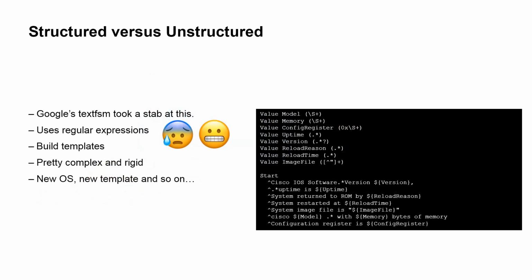Okay, so back in 2008, around that time, Google took a stab at solving these problems. I think at the time they were using a lot of Cisco equipment, and they wanted to try to do some network automation. So what they wrote, and they've now open sourced, it's up on GitHub, is TextFSM. So this is having a go at this, right? What it does is it uses regular expressions to build templates. Over on the right there, you can see an example of one of the templates for Cisco IOS, which will pick out variables such as the version, uptime, etc.